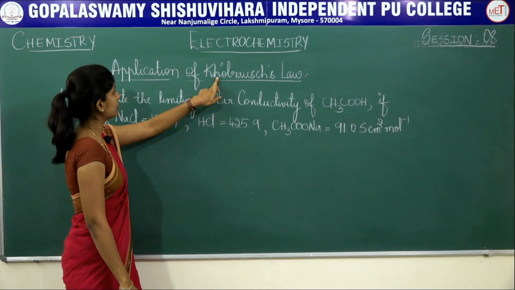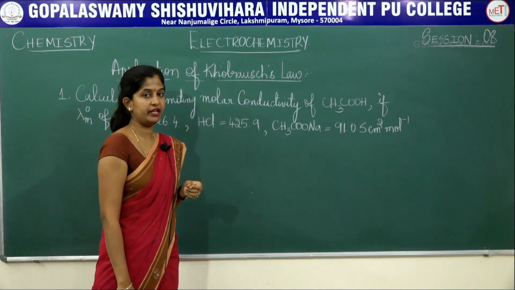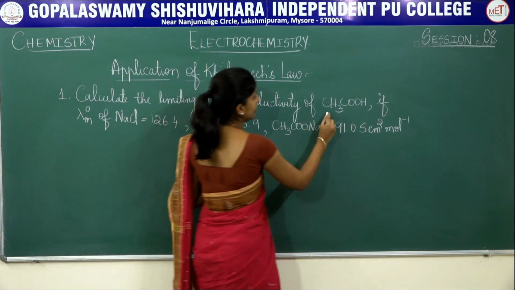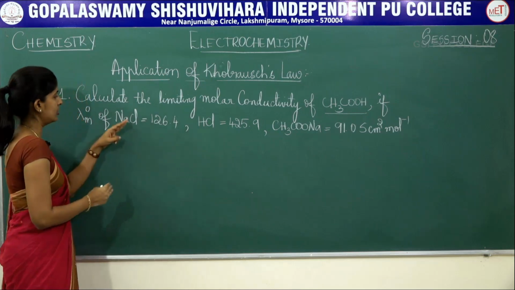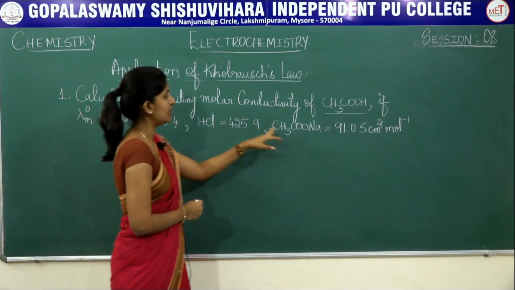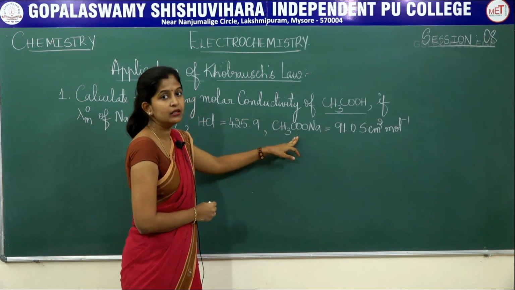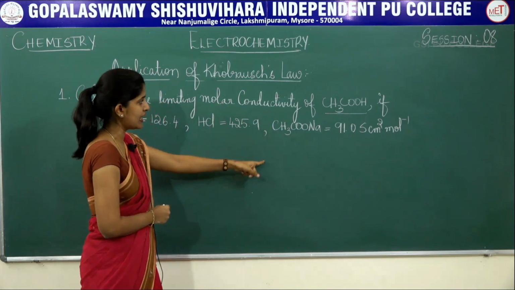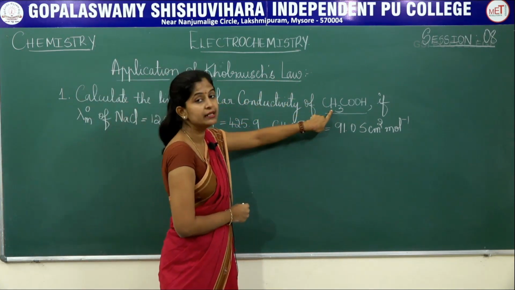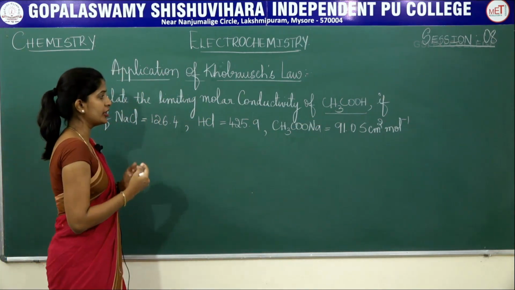So, application of Kohlrausch's law, that is calculating the limiting molar conductivity of a weak electrolyte. Here I have taken the weak electrolyte acetic acid using three strong electrolytes, that is your NaCl, HCl as well as sodium acetate. It's the sodium salt of acetic acid, so it's also a strong electrolyte. Using these three electrolytes' values, I have to now deduce the value of acetic acid's limiting molar conductivity.